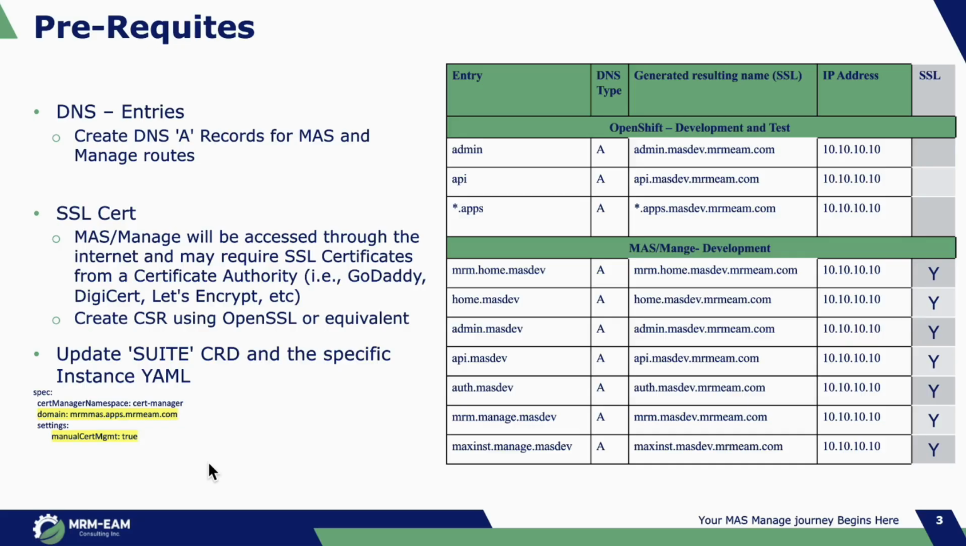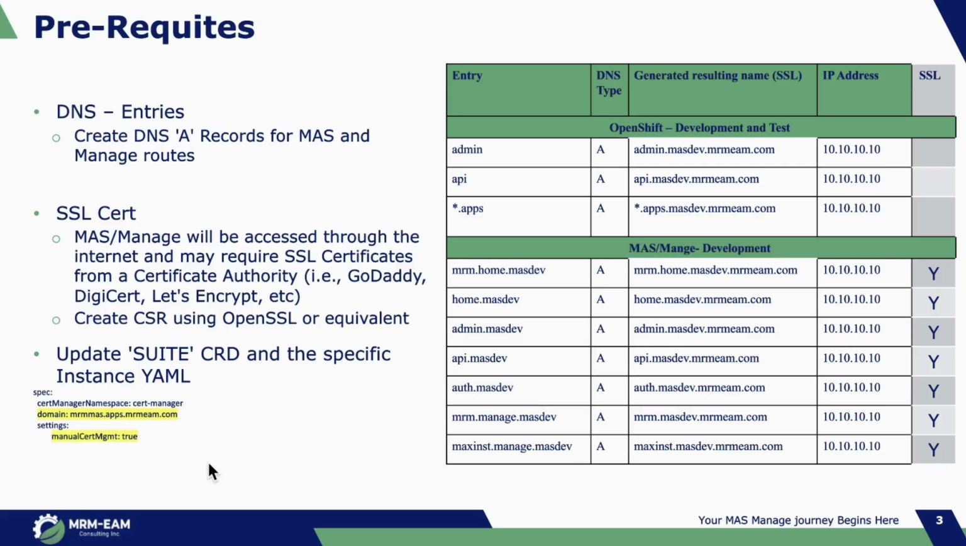So in my case here, I've got an example of what we're going to be updating. We're going to be having massdev.mrmeam.com. They're going to get mapped to an IP address, and A records are going to get created. The entry in the left-hand column is typically what is being added to the DNS, and then the generated resulting name will be the full name.